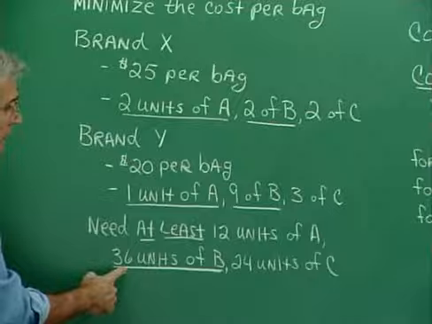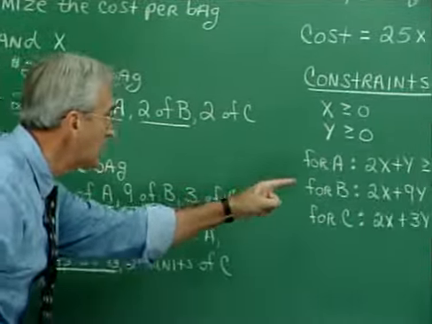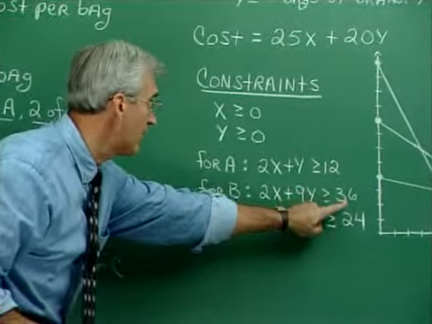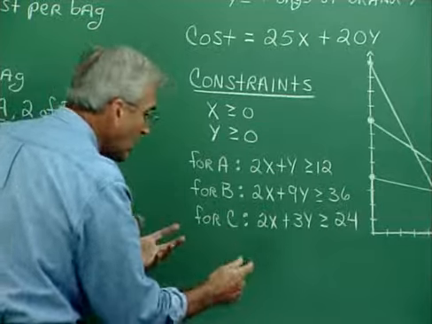So 2X plus 9Y is greater than or equal to 36. And we write that down over here: 2X plus 9Y is greater than or equal to 36. And in a similar way, we find the same notion for C.